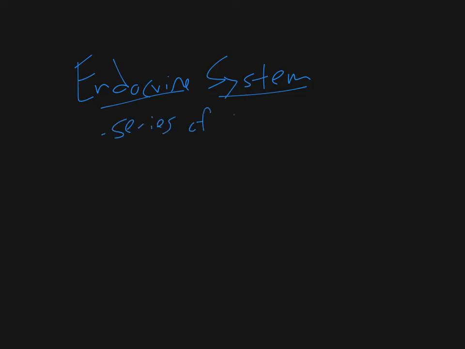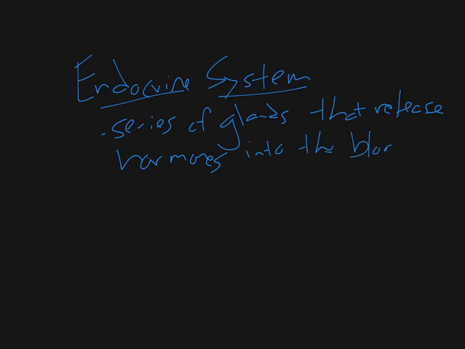So first, what is the endocrine system? You've probably heard this term before, and maybe not really known what they were talking about. So the endocrine system is a series of glands that release hormones into the bloodstream. And as I said a moment ago, this is one of the major communication systems of our body. So one of the ways that a lot of cells communicate with other cells is by releasing hormones.